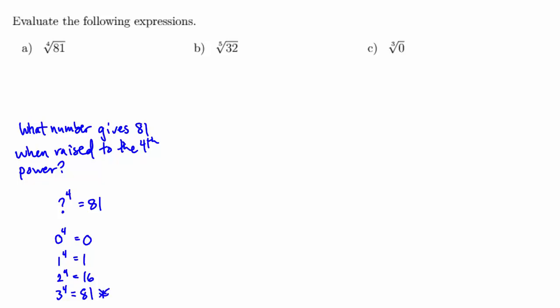The last way that we can look at breaking this down is to turn this into the fourth root of 3 to the fourth. And so the fourth root of 3 to the fourth is simply the number 3.